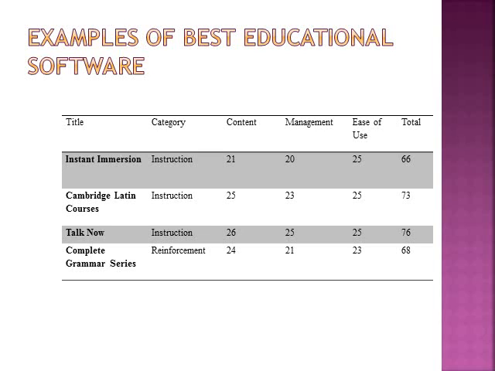The other example could be Complete Grammar series, which has the category of reinforcement. And the content 24, management 21, ease of use 23. This is also user-friendly, but not as user-friendly as Instant Immersion is. And a total of 68.